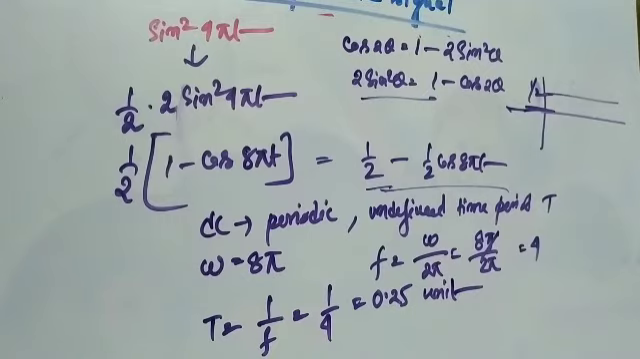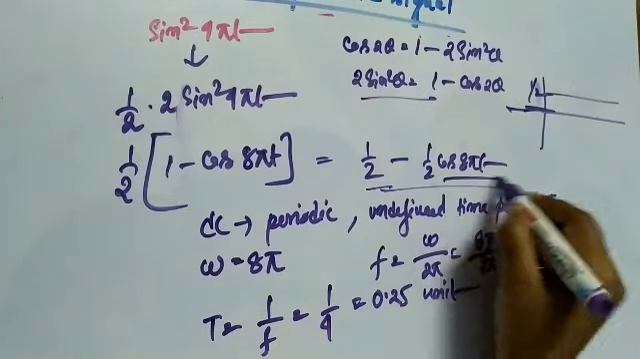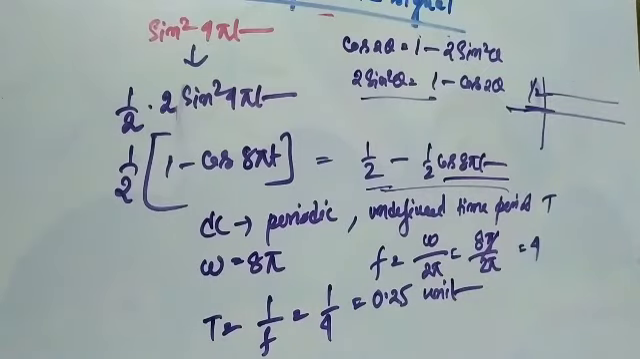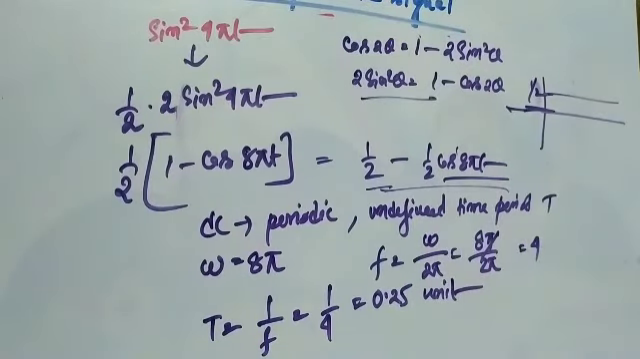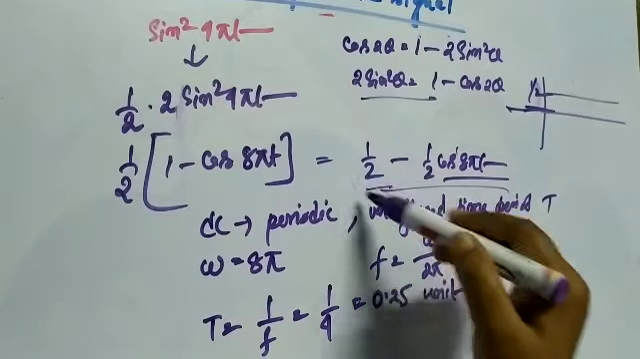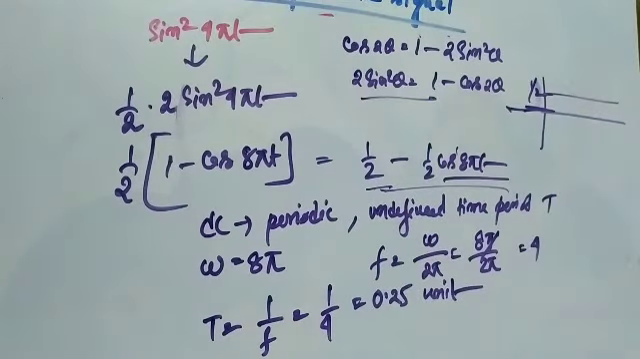So this is the value of the fundamental time period of the signal cos 8 pi t, and we cannot find the fundamental time period for half. For this signal we can find the fundamental time period, but for this signal we cannot. Therefore the overall fundamental time period of this signal is 0.25 unit, and this is your answer.